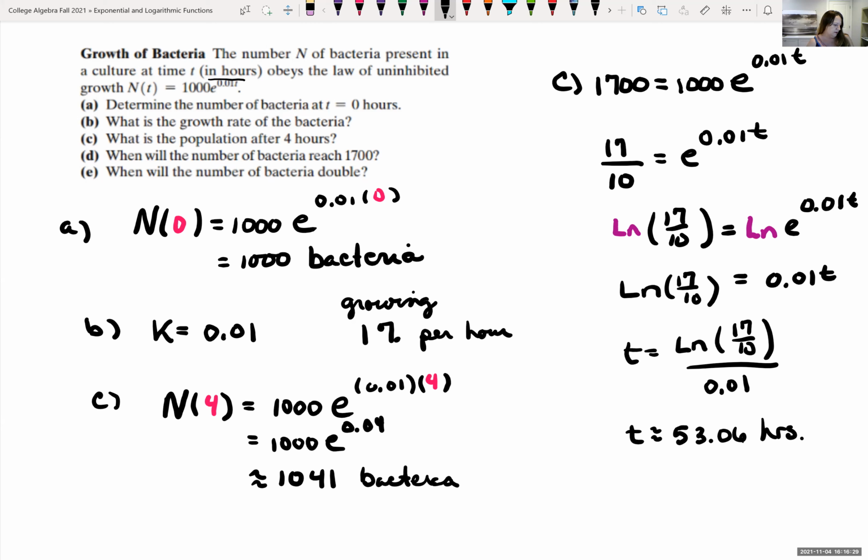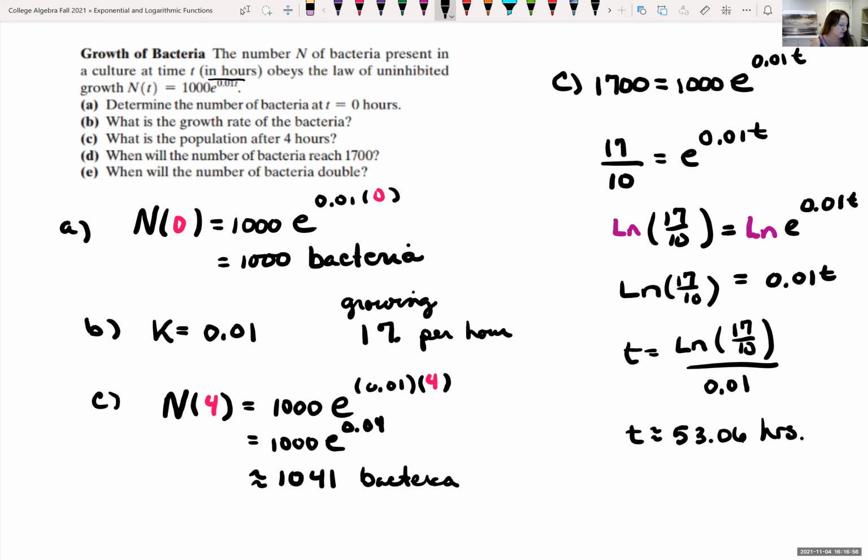Okay. And I'm just looking at my answer just to think about, does that sound reasonable? If it took 4 hours to go from 1,000 to 1,041, that's only 41 bacteria. We're going from 1,000 to 1,700. So that's like 600 more. So it seems kind of reasonable that I got 53 hours.